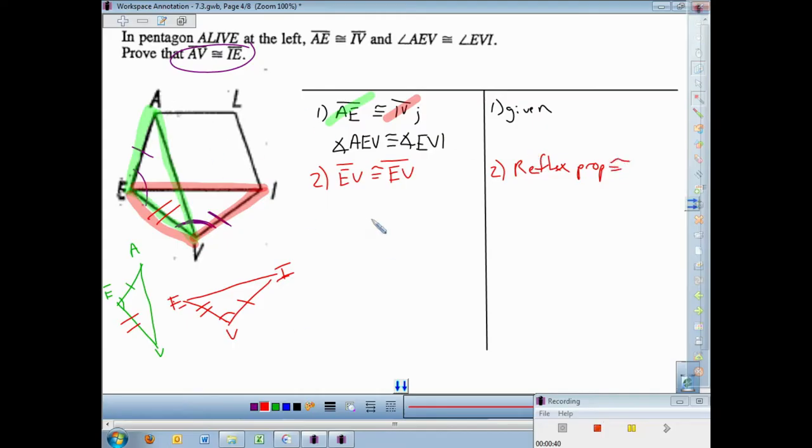Now, do I have enough information to prove these two triangles congruent? That's where you look at these separated pictures. It's much easier to see. Side, angle, side. Side, angle, side. Yes, you do have enough information to prove those two triangles congruent. So that's step 3. I'll name the green triangle, whatever you want to call it. The green triangle is triangle AEV, rock and roll, AEV.